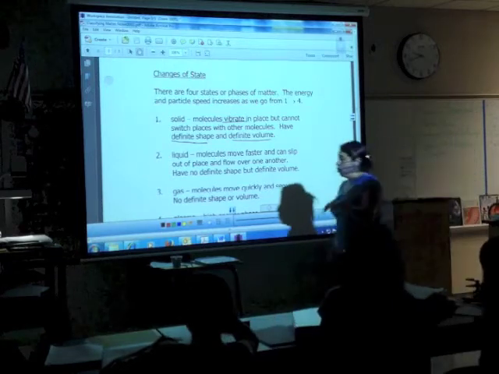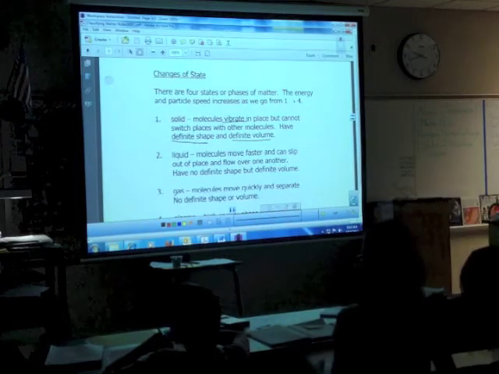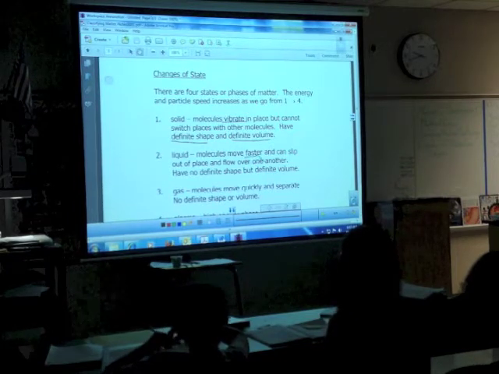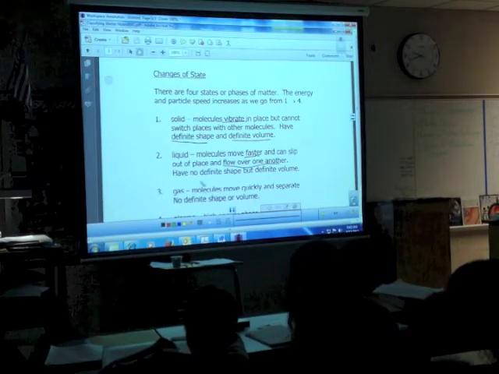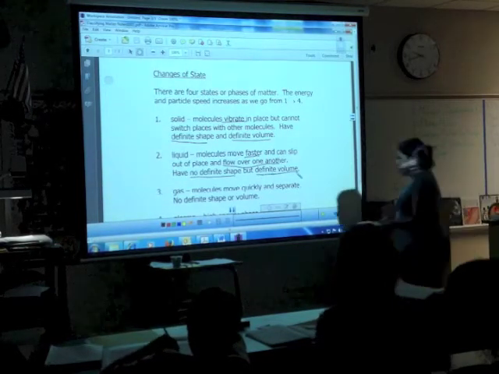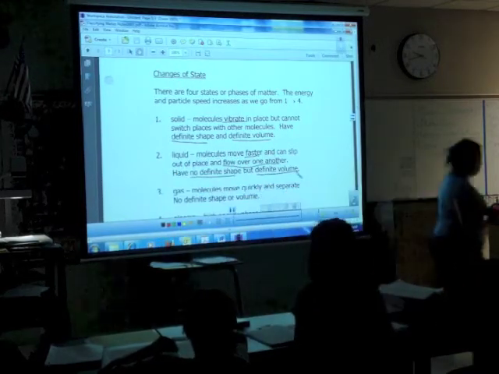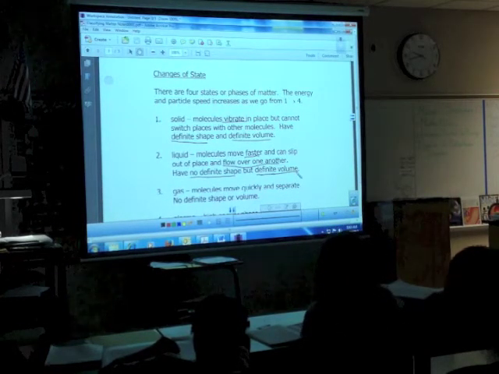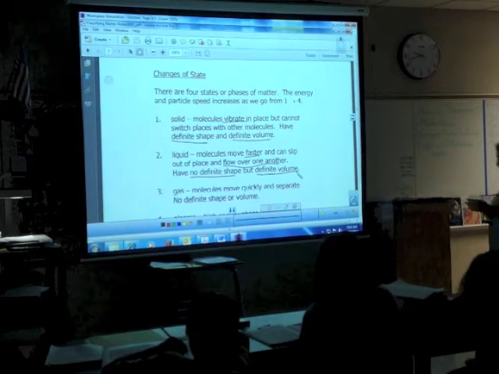Then we move on to a liquid. In a liquid, the particles move a little faster. Okay? So you have a little faster movement, and they can flow over one another. Therefore, it has no definite shape, so it can change shape, but it does have definite volume.